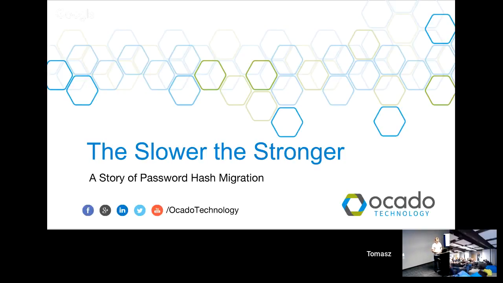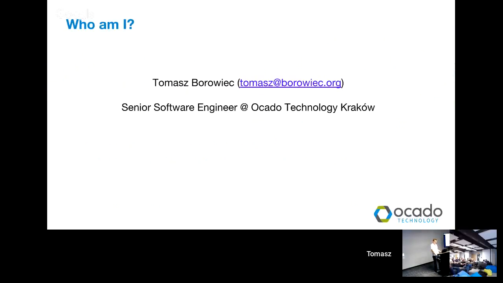So maybe a little bit about me. In the beginning, my name is Tomasz Borowiec, and I'm a senior software engineer here at Ocado. Senior is just the way the company wants to acknowledge that I'm old.